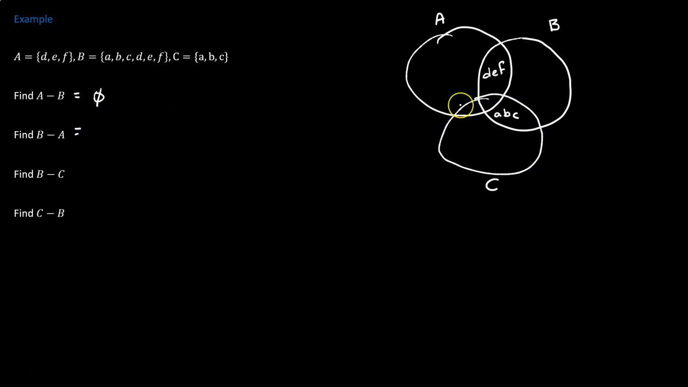B minus A, that would be everything in the circle B that is not in the circle A. This time that's not empty because that contains anything in the intersection from B and C. So the elements A, B, and C are in the circle B, but not in the circle A. Then B without C, that's everything inside of the circle B, but not in the circle C. So that would be all of this stuff, which includes D, E, and F.